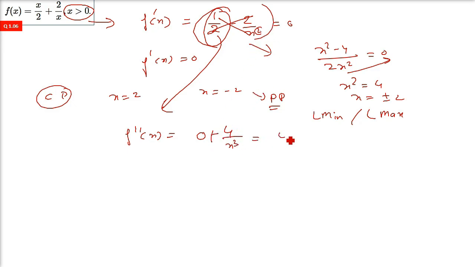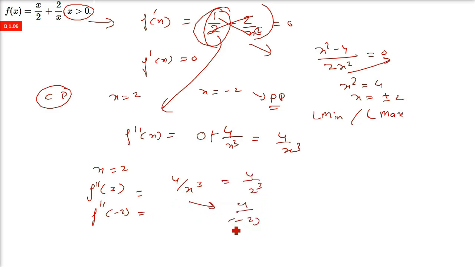Finally, you will get this 4 by x cube because it was already negative 2 by x square. When you have 4 by x cube, this is 2 and minus 2 you are going to check. I am still wanting you to check what wrong I am doing. Again, 4 by x cube, first put 2 cube and then replace x by negative 2 in order to get both the values. 4 by 2 cube, don't worry about the value, it can come any value, but you are worried about the sign. F double dash 2 will give you positive value, F double dash minus 2 will give you negative value. Positive is local minima, negative is local maxima.